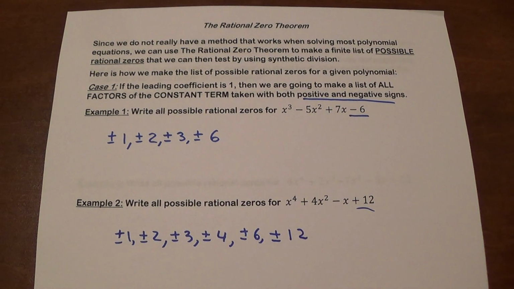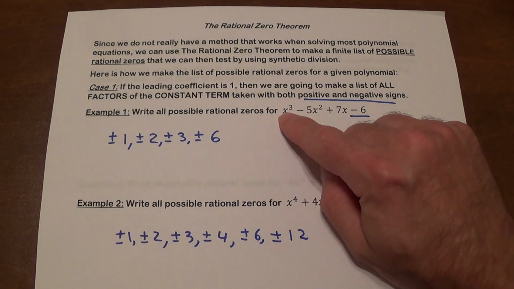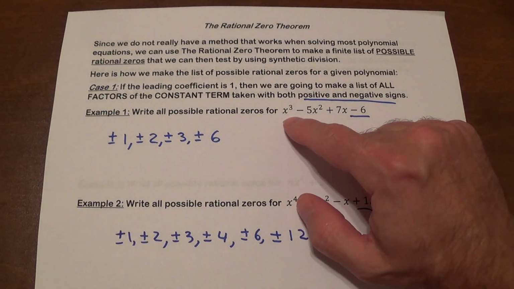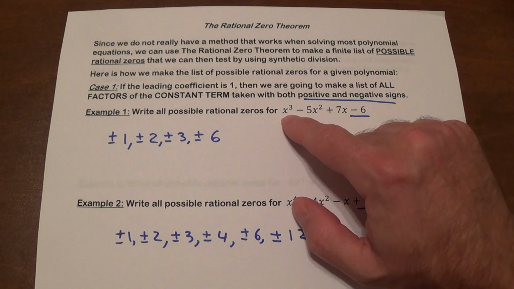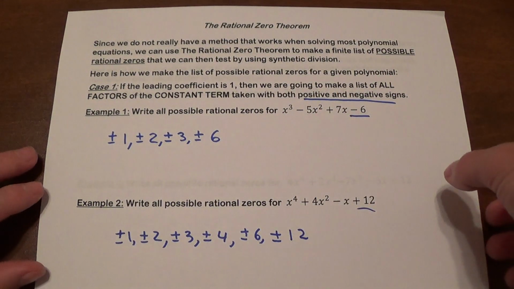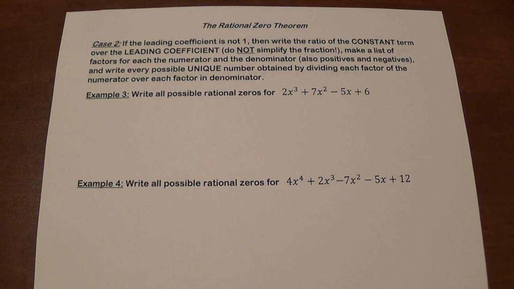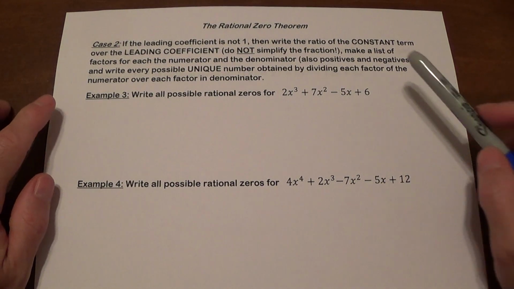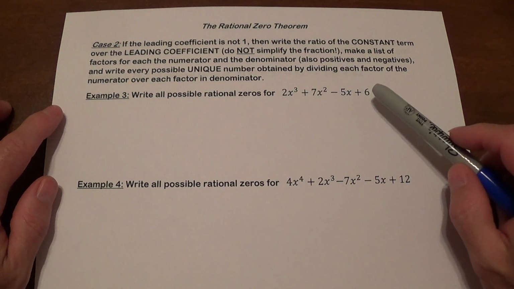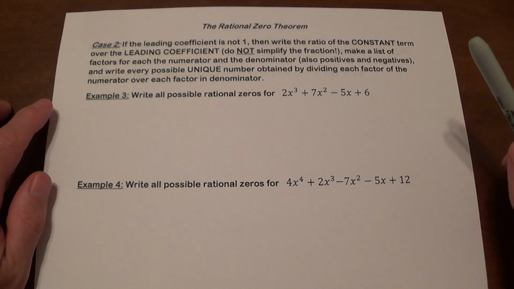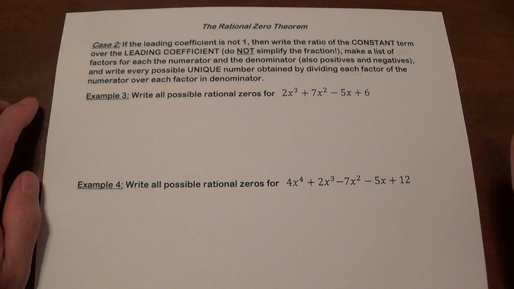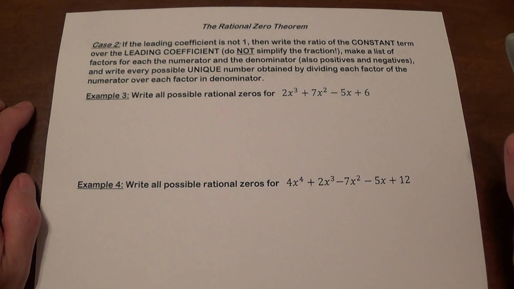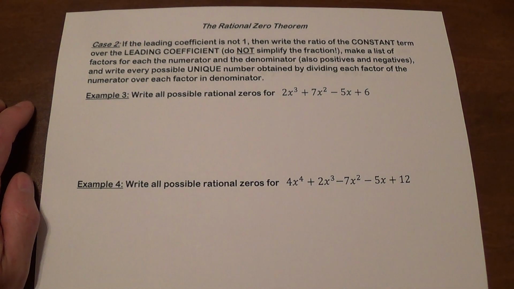But one thing that I want to point out here: the leading coefficient for both of these examples was 1, and that makes it easier. What if that number is not 1? Do you do the same thing? Actually, no. If the leading coefficient is not 1, you're going to have to write the ratio of the constant over the leading coefficient. You do not simplify that. You make a list of factors for each numerator and denominator, positives and negatives, and then you write the unique numbers that you're going to get.